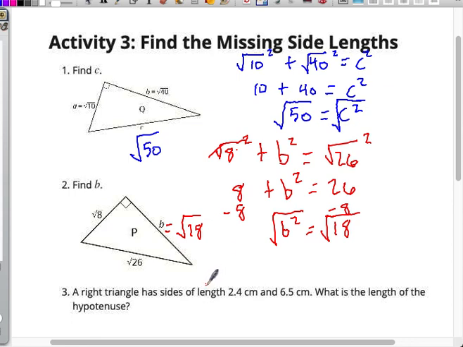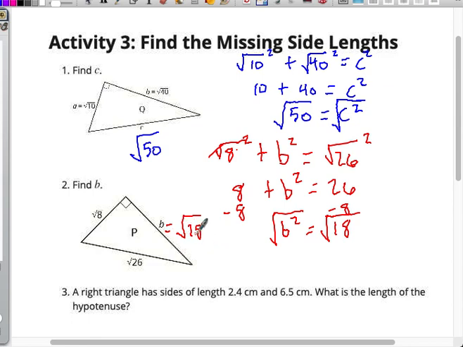There's a little shortcut or pattern that you can see here when we're dealing with numbers that are all square roots to begin with. When you have A and B, and they're both square roots, what do I do to find C? Just add those together. Square root of 10 plus square root of 40, 10 plus 40 is 50, square root of 50. When I have C, just subtract the side that you got. So 26 minus 8 is 18, and it's just the square root of 18.